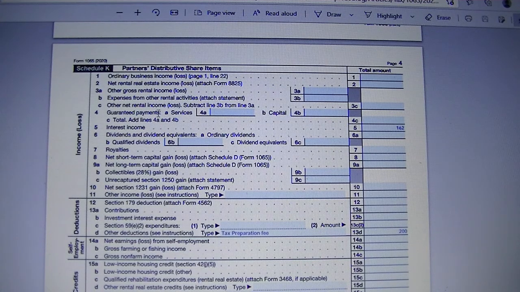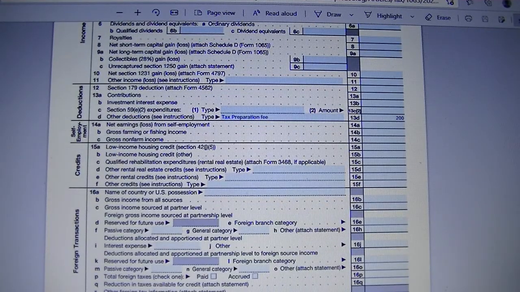And you just read every single line to see what type of data you have that you will put in, otherwise you leave the space blank. So now, deductions related to information you enter on Schedule K. You have the section 179 deduction. If you claim the section 179 deduction, you'll attach Form 4562. Every year you claim section 179, you have to attach Form 4562. And it will go on line 12.